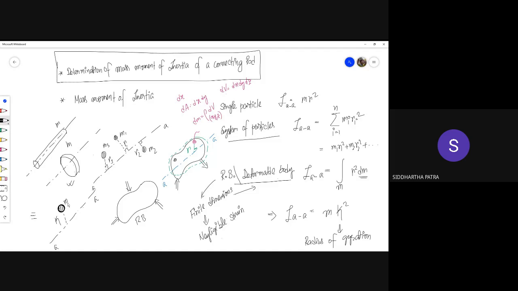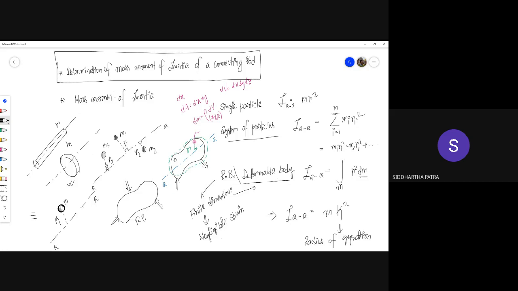So the definition of radius of gyration is that it is that effective radius where if the entire mass of the object were to be concentrated, it would have the same mass moment of inertia as it has with its distribution of mass over finite dimension.